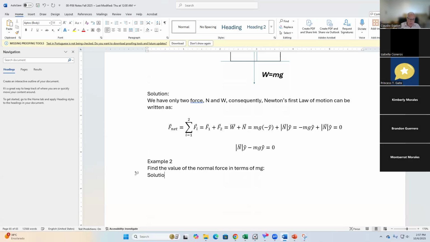Okay, solution. We start with this equation, right? That we formulate from Newton's law of motion. Here you go. We pass the mg to the other side. I don't need the y hat vector anymore. And that's the value of the normal force for this specific situation.